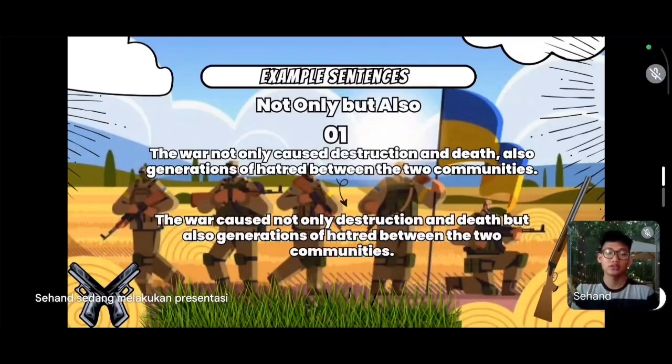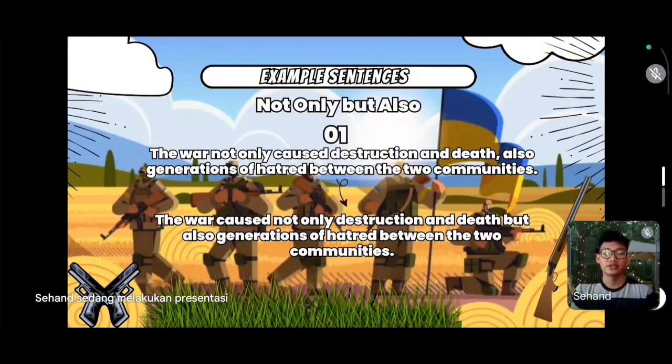The war not only caused destruction and death, also generation of hatred between the two communities. Becomes: The war caused not only destruction and death, but also generation of hatred between the two communities. The phrase not only...but also is used to emphasize two important effects of the war. First, destruction and death, the immediate physical consequences. Second, it led to generation of hatred between the two communities, which shows the long-term emotional and social damage.